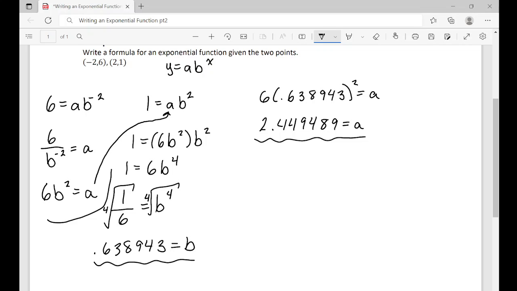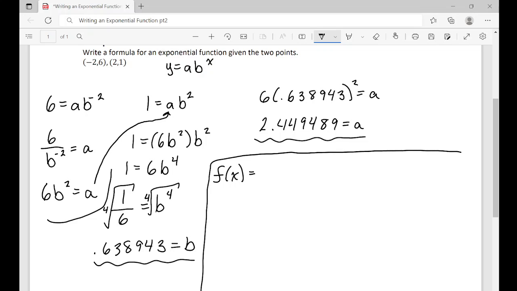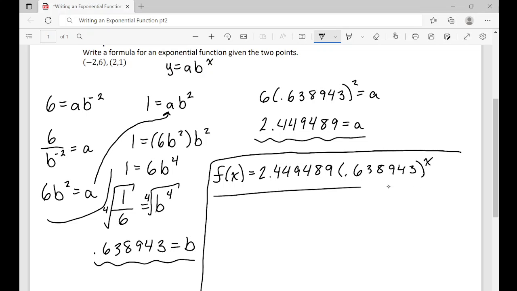So we have a, we have b, and now we can plug it into our form here, y equals ab to the x. So our answer is, and I'm going to write it as function notation, f of x equals a, which is 2.449489, times b, 0.638943, raised to the x power. And this is the exponential function from these two ordered pairs.